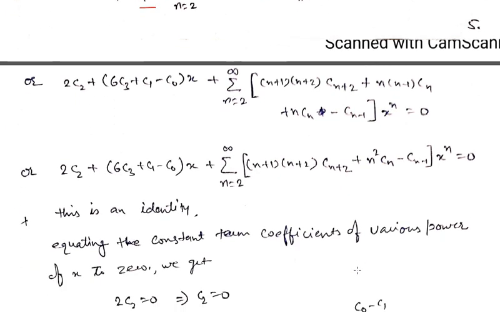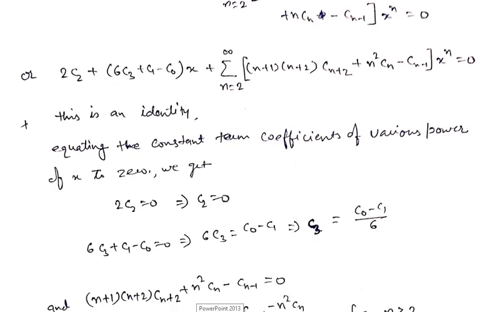Now this is an identity, so we equate the constant term and the coefficient of each power of x to 0. When we equate 2c2 equals 0, which is the constant term, we get c2 equals 0. Now we put the coefficient of x to the power 1 equal to 0. It means 6c3 plus c1 minus c0 equals 0. It gives us c3 equals (c0 minus c1) upon 6.